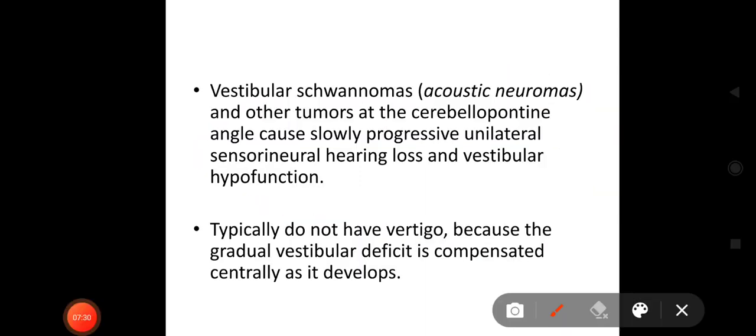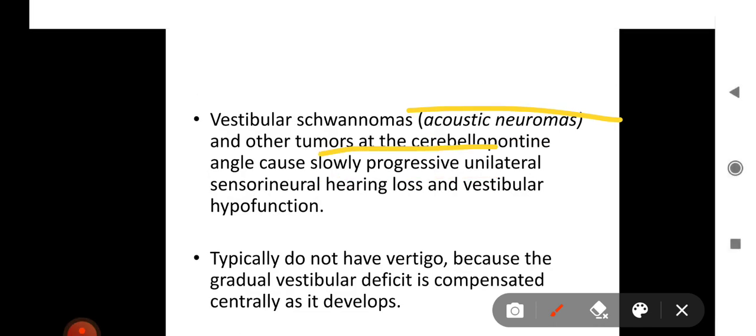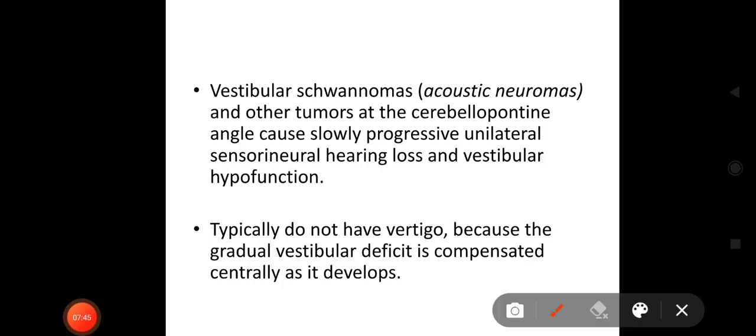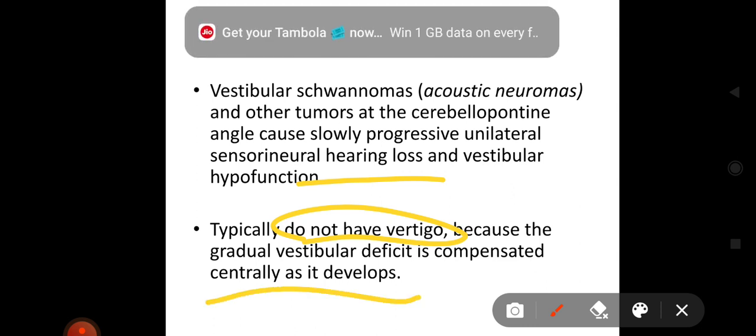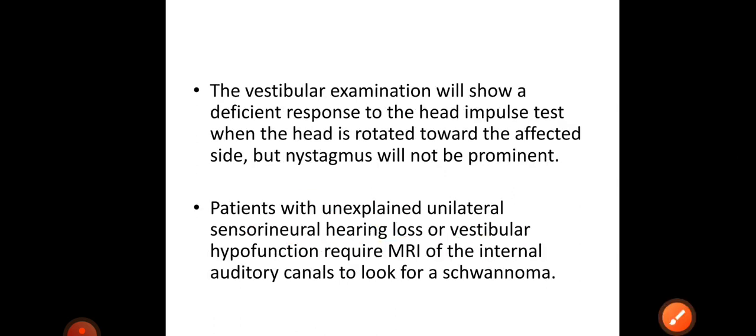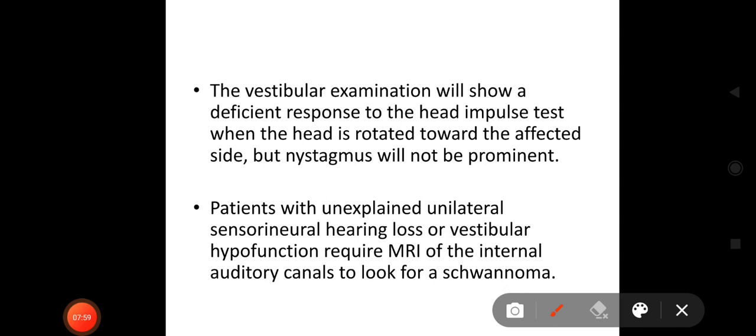What are vestibular schwannomas? Vestibular schwannomas, also known as acoustic neuromas, and other tumors at the cerebellopontine angle cause slowly progressive unilateral sensorineural hearing loss and vestibular hypofunction, and typically do not have vertigo because the gradual vestibular deficit is compensated centrally as it develops. The vestibular examination will show deficient response to the head impulse test when the head is rotated towards the affected side, but nystagmus will not be prominent.